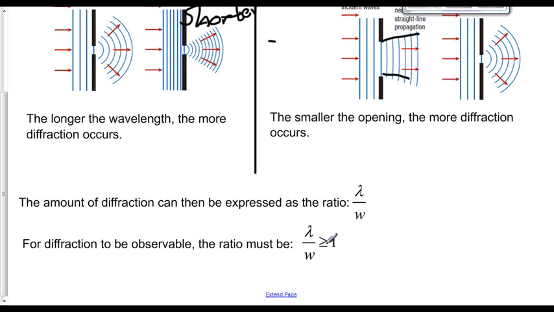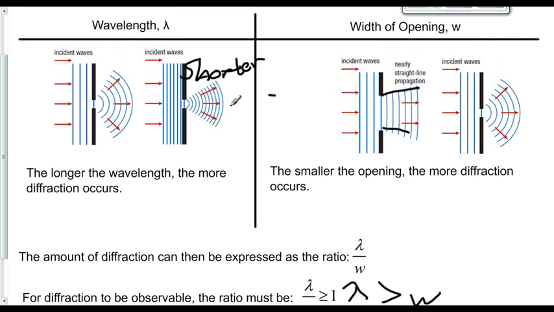So if I want to have observable diffraction, I want to have the ratio of the wavelength to the width of the opening greater than or equal to 1. Or another way to write that is to say that I want to have the wavelength greater than or equal to the width. So if I have that, I'll have quite a bit of diffraction, something I should be able to notice or observe. And if I don't have the wavelength greater than or equal to the width, I'm not going to have a lot of diffraction. And so again, that's our measuring ratio. So that's the effect and what's going to affect it.